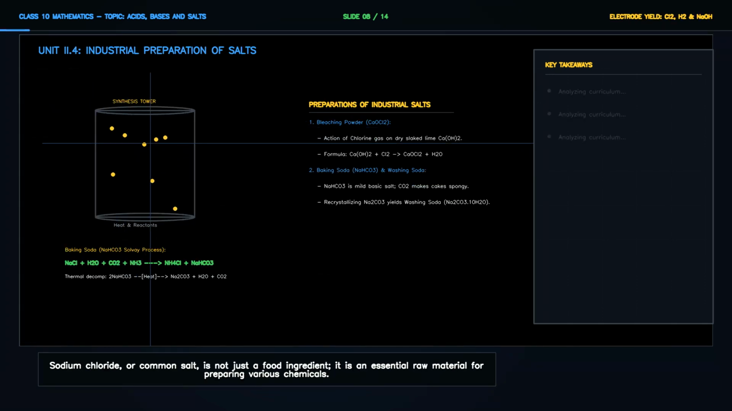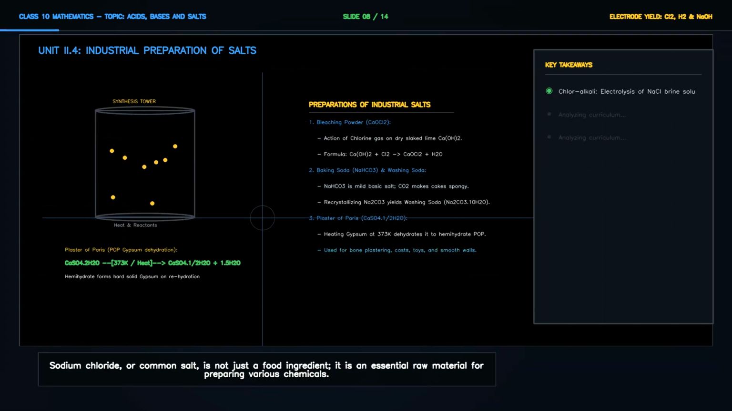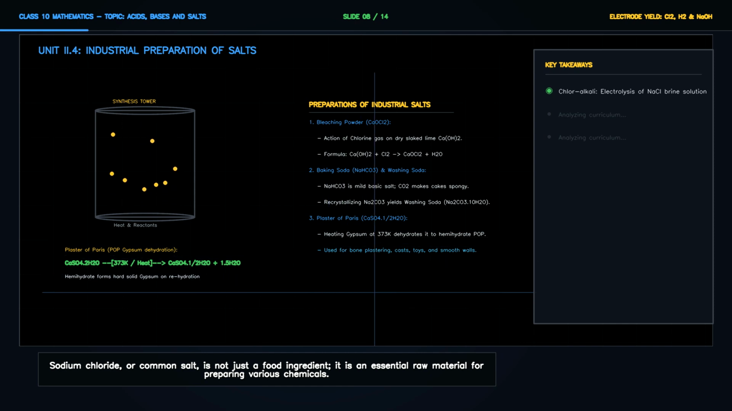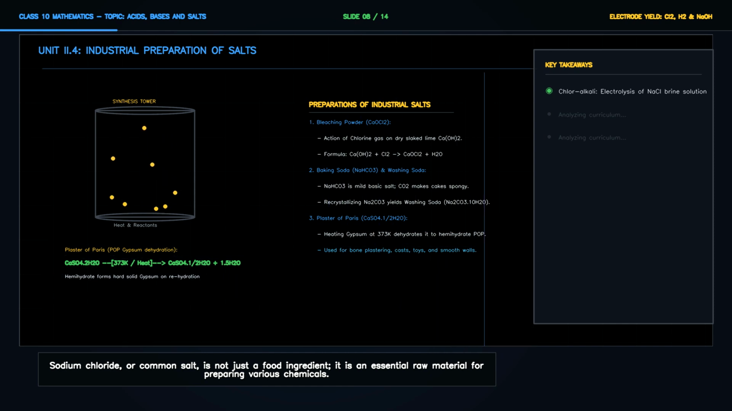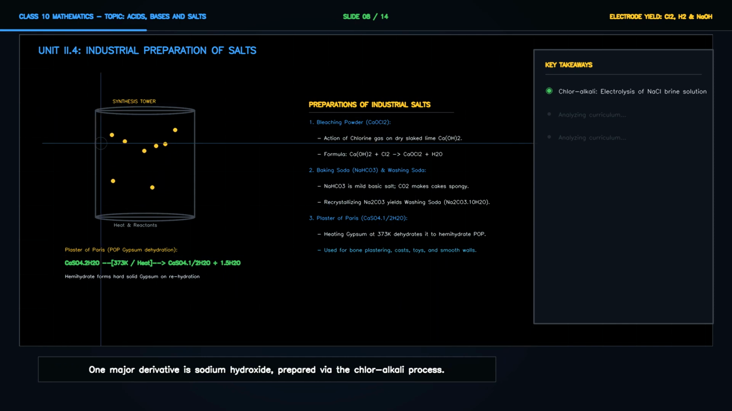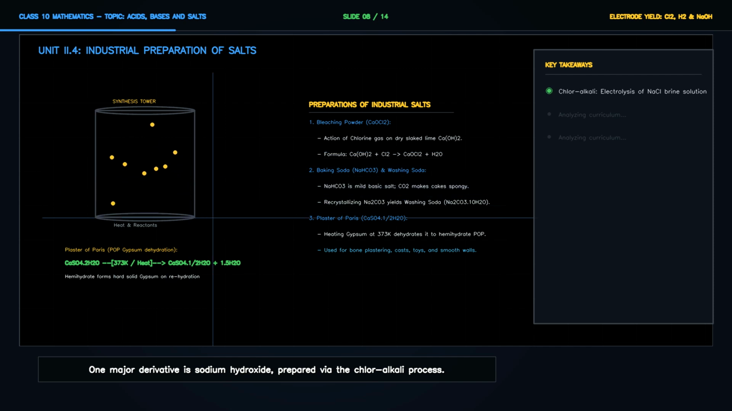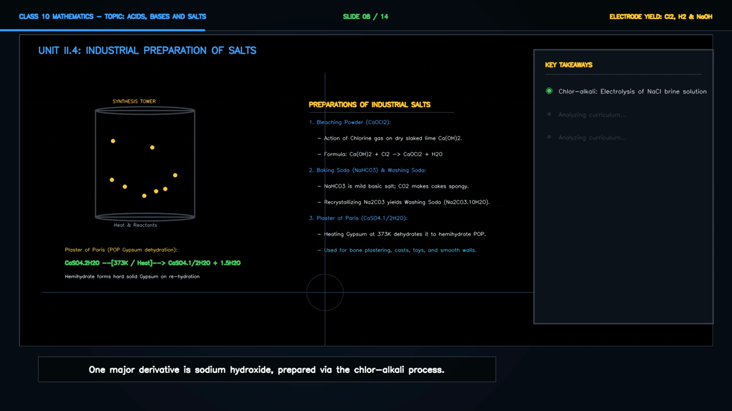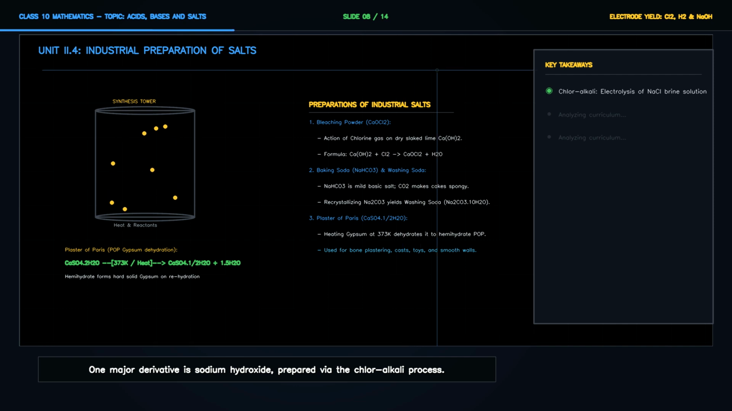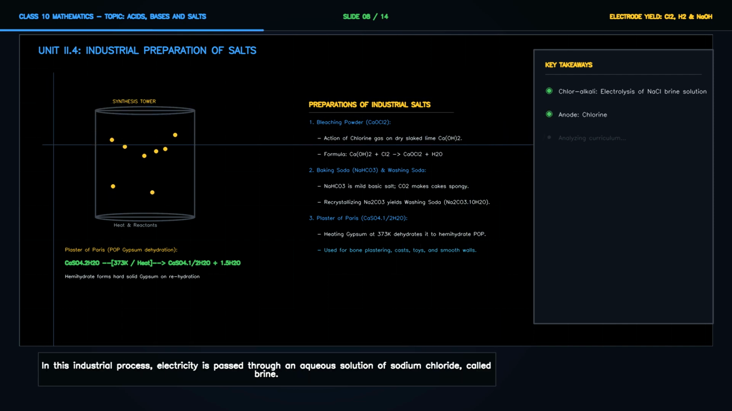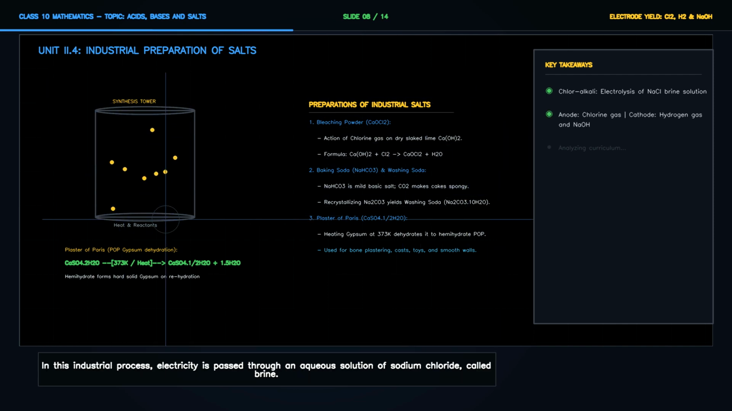Sodium chloride, or common salt, is not just a food ingredient. It is an essential raw material for preparing various chemicals. One major derivative is sodium hydroxide, prepared via the chlor-alkali process. In this industrial process, electricity is passed through an aqueous solution of sodium chloride, called brine.